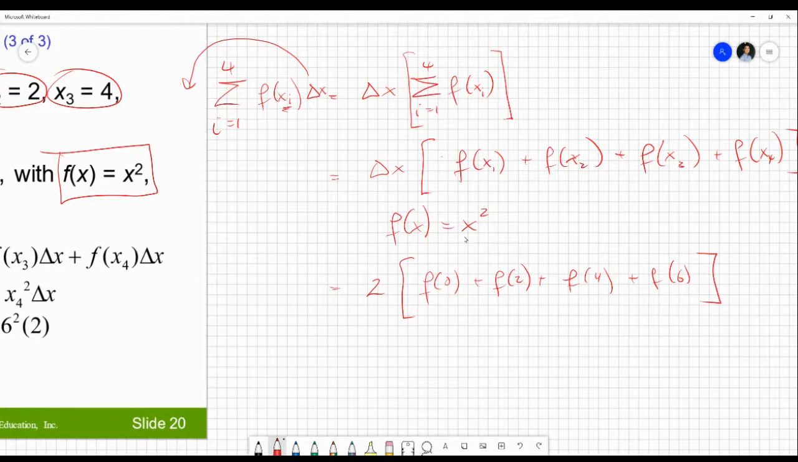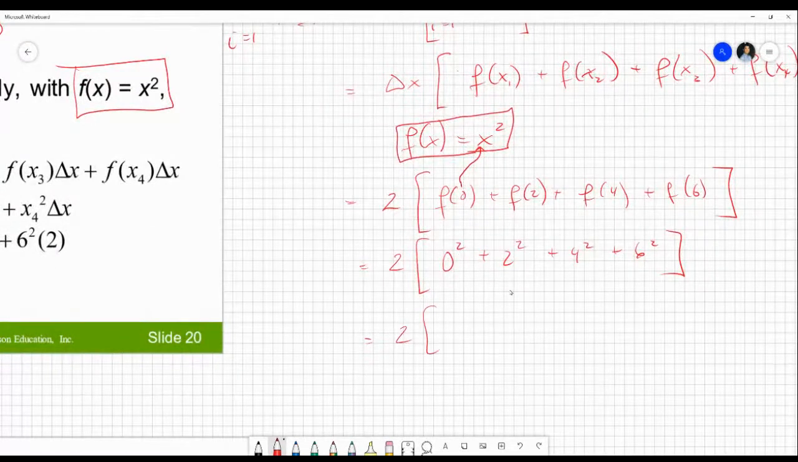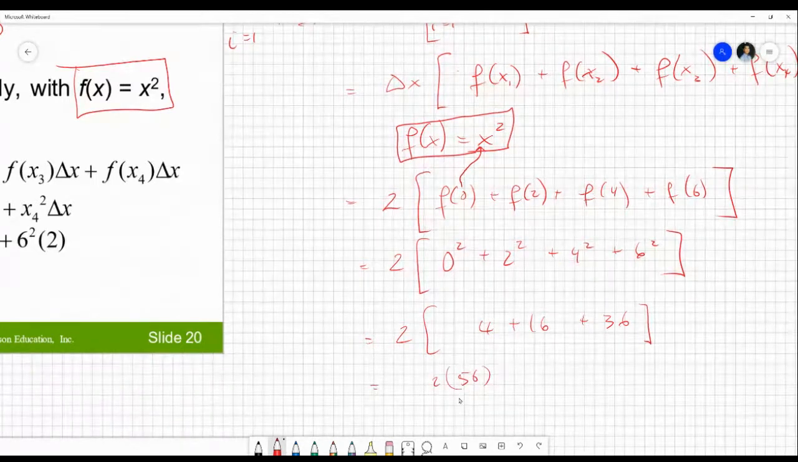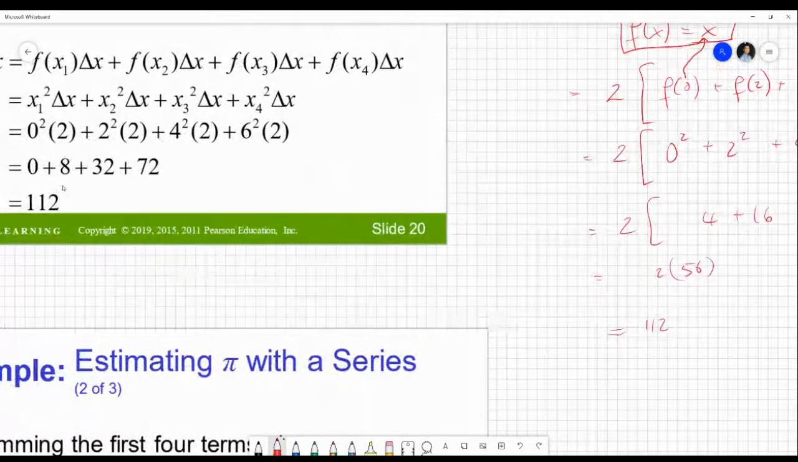Okay, now we can evaluate using this because f of x is defined as x squared. So now I'm going to take this x and plug it into x squared. So 0 squared, 2 squared, 4 squared, 6 squared. Okay, so this gives me 0, 4, 16, 36. So this gives me 56 times 2, which is 112. Okay, so that's what they got here.